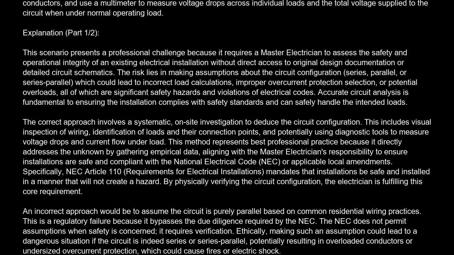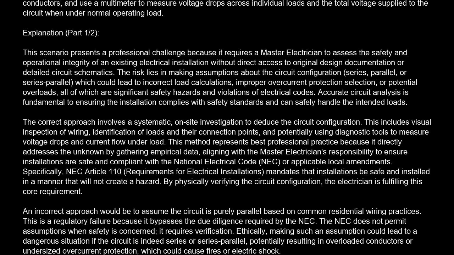Accurate circuit analysis is fundamental to ensuring the installation complies with safety standards and can safely handle the intended loads. The correct approach involves a systematic, on-site investigation to deduce the circuit configuration. This includes visual inspection of wiring, identification of loads and their connection points, and potentially using diagnostic tools to measure voltage drops and current flow under load.